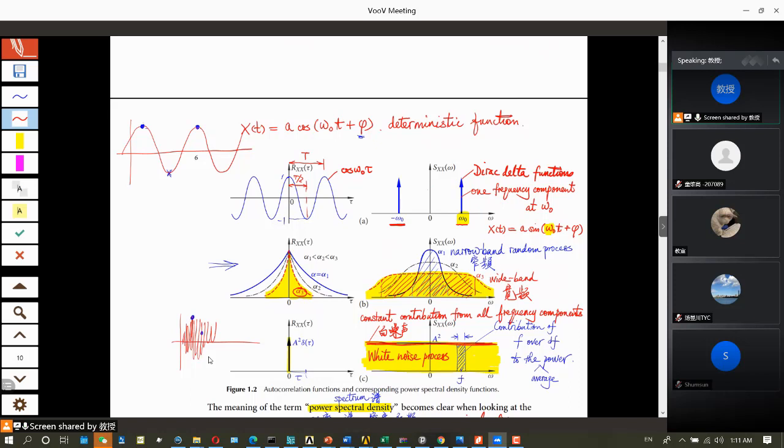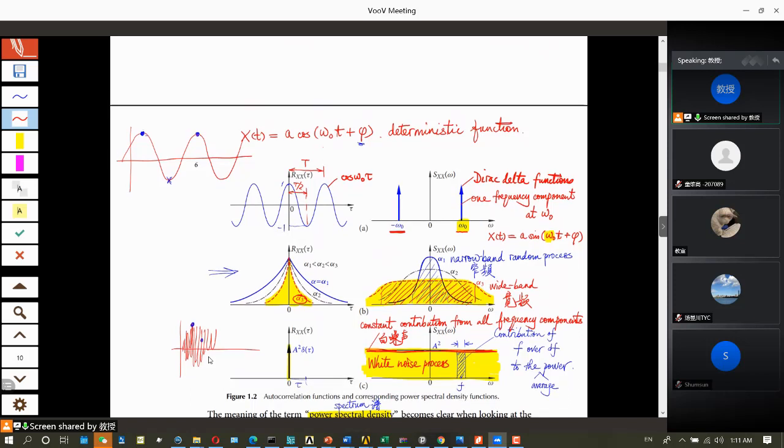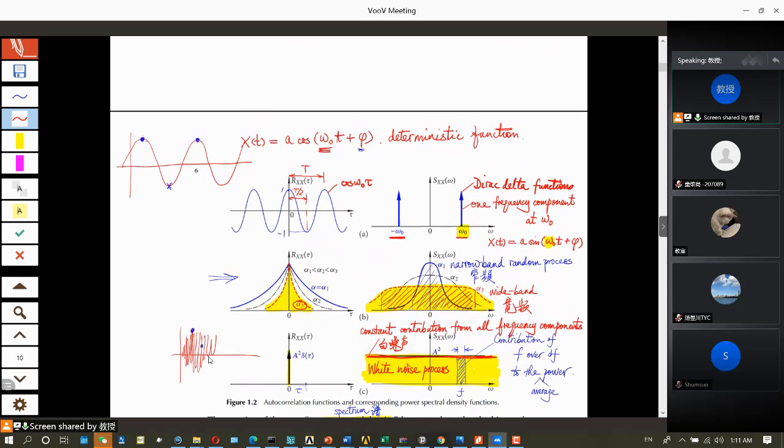Now, if we look at the frequency domain, because we only have one frequency component, omega 0, the power spectral density function is the delta function at omega 0. We only have one frequency component.